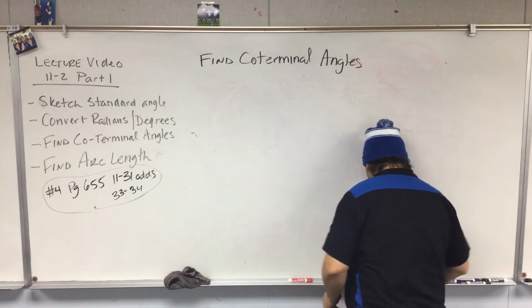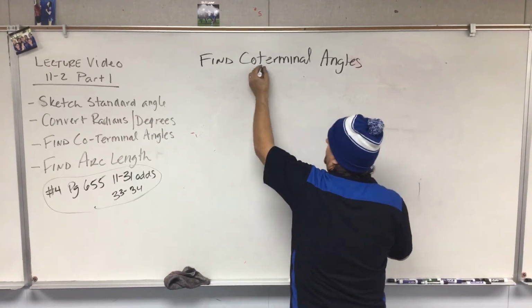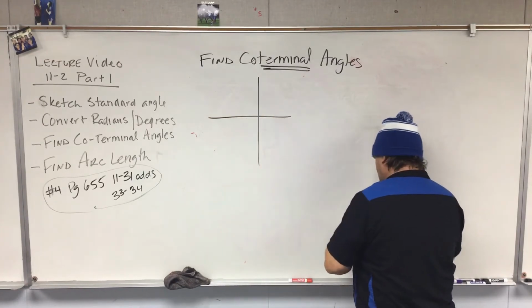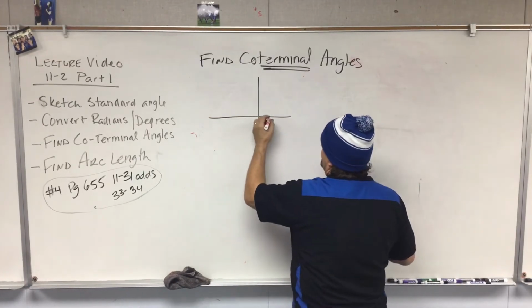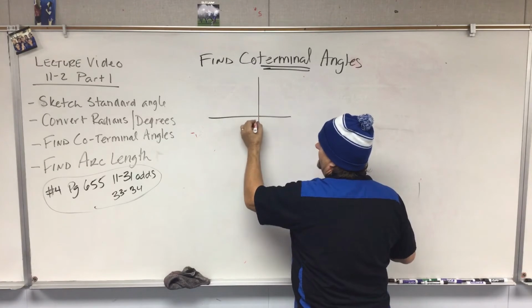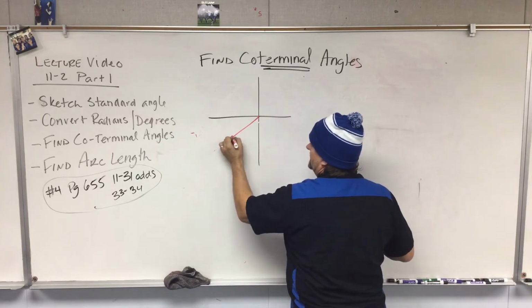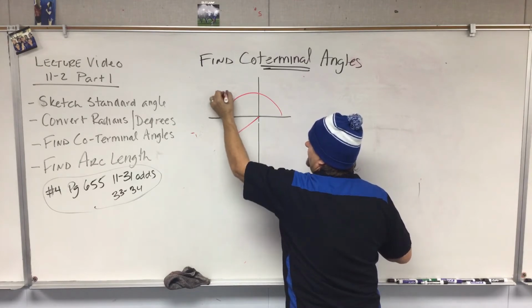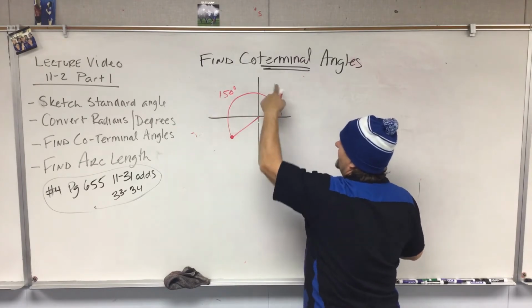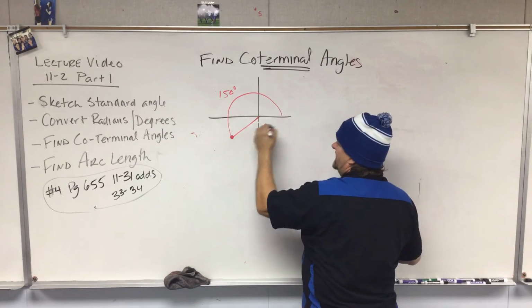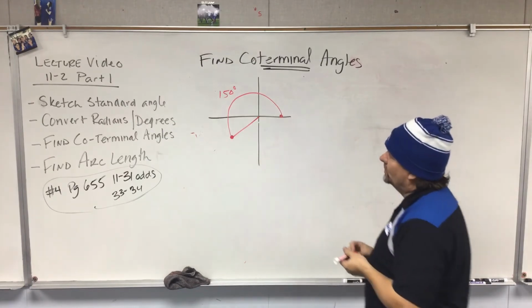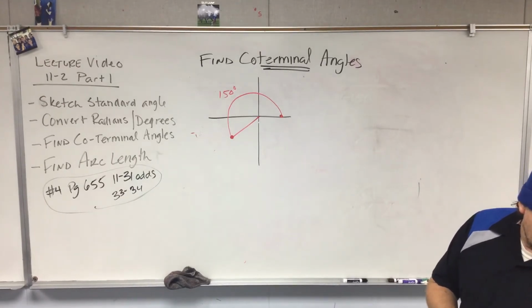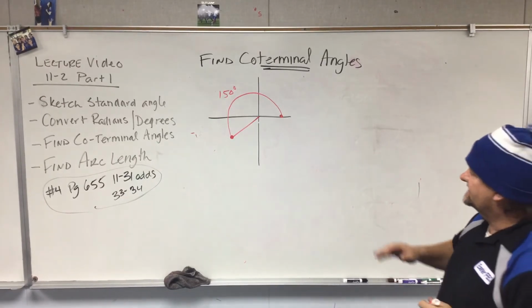All right, so first of all, we know what terminal means. Let's say we do 150. It's really easy to do 150. It's right about there. This is 150 degrees. Terminal side, terminal means it's right here, 150 degrees. That's a terminal angle. That's what we just talked about, standard angle. So now the idea is this.